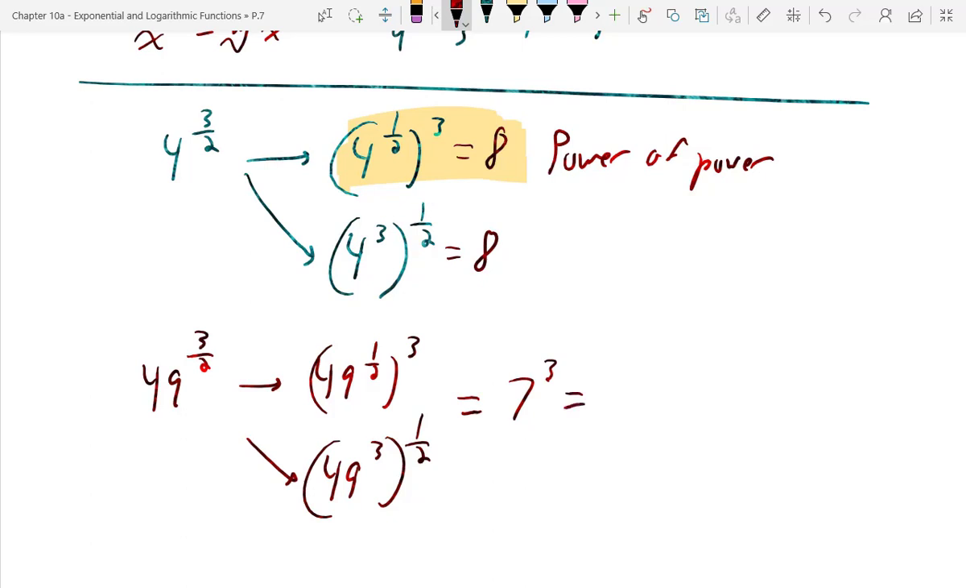You already know what 7 squared is. So just multiply that by another 7. If you want to multiply 49 times 7, multiply 50 times 7 and then subtract 7. 343.